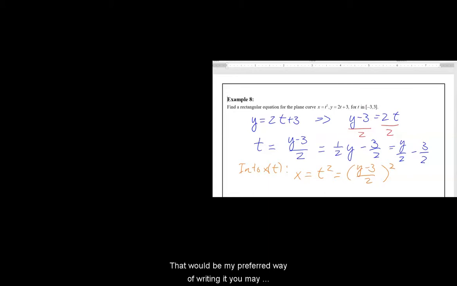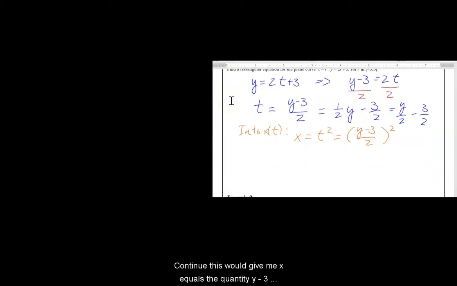That would be my preferred way of writing it. You may prefer a different one, and that's just fine. To continue, this would give me x equals the quantity y minus 3 squared divided by 4. I could also write this as 1/4 times the quantity y minus 3 squared.